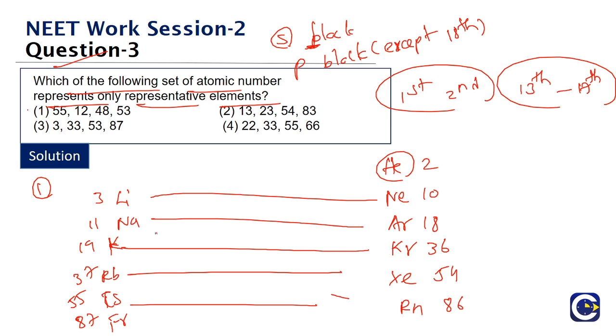So that is a first group element, that is a representative element. 12. So where is 12? 12 actually is magnesium, that will come after sodium, that is also in the third period, right? Which means it is a representative element.